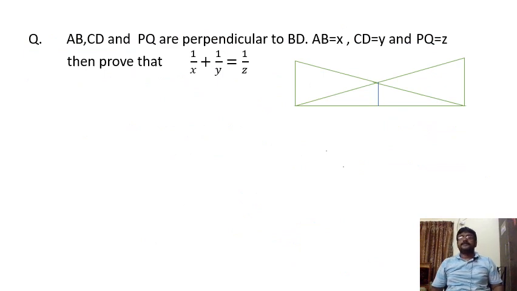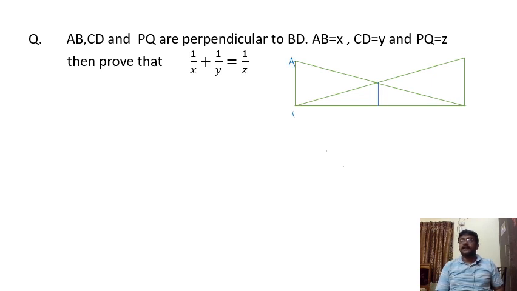One more question. This is also an important question. Try to solve it. Say here AB, CD and PQ are perpendicular to BD. AB is equal to x, CD is equal to y and PQ is equal to z. Then prove that 1 by x plus 1 by y is equal to 1 by z. Okay, let me take it.